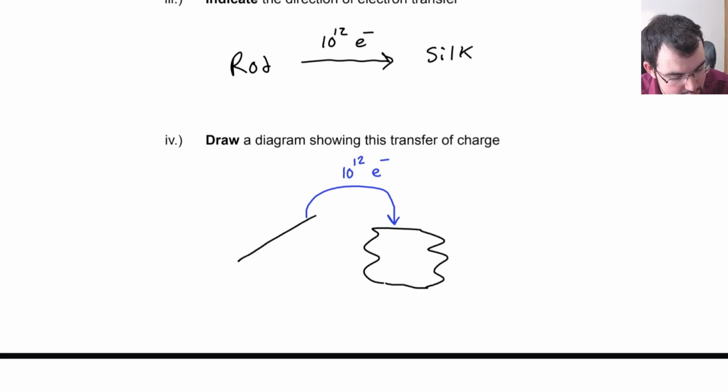So that's going to give you a charge deficit of electrons. So you don't have enough electrons to be neutral. So that's positive 160 nanocoulombs, and you are in an electron surplus. So you have negative 160 nanocoulombs.